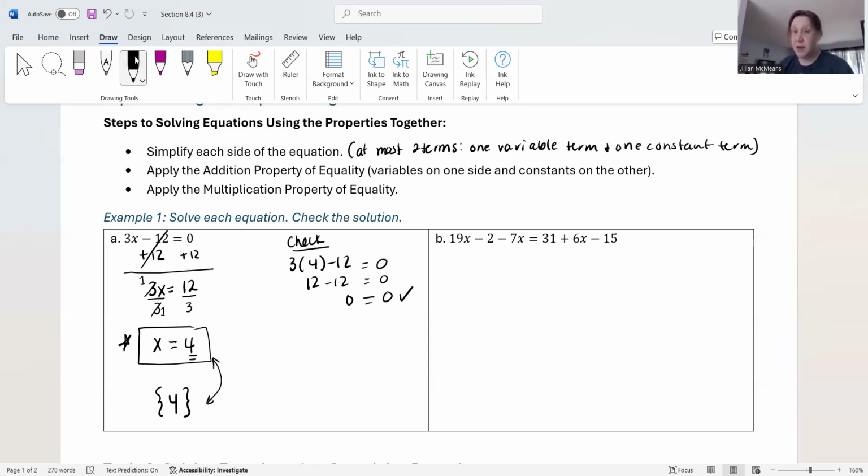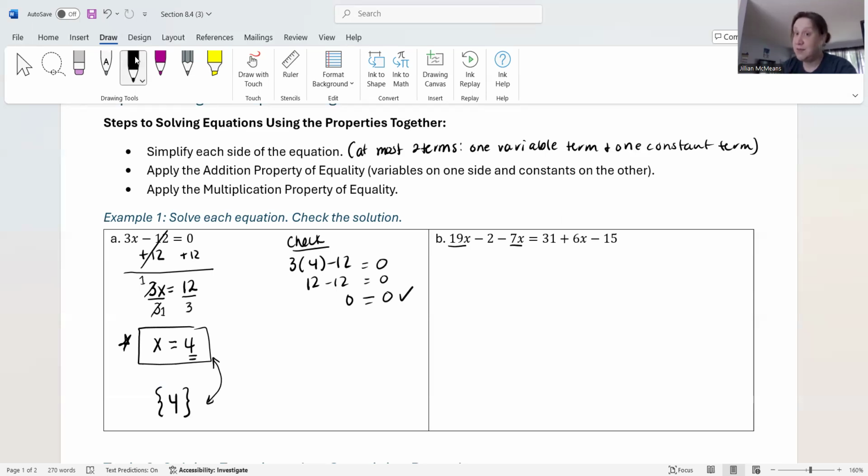Now, part B, we've got to do more work. You can see just looking at a glance, part B is more involved, okay? So we do need to start simplifying. And when we say simplify each side of the equation, we generally mean start combining like terms, okay? So over here, we're on part B, we're going to start on the left-hand side. I have 19x minus 7x. Those are like terms. They have matching variable parts.